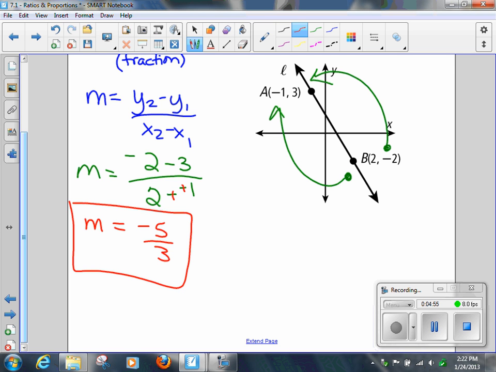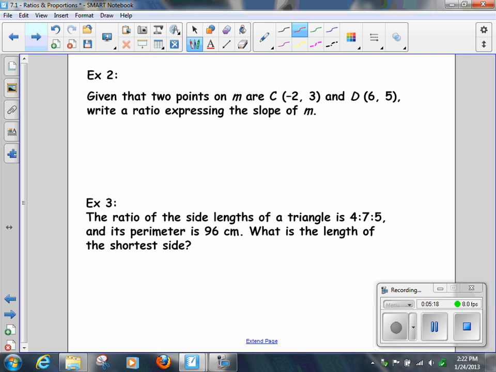Okay? Now, if I ask you for the slope of the line perpendicular to line L, Maddie, then you would tell me that the slope of the perpendicular line would be what? Flip it and opposite reciprocal. What's the opposite reciprocal of negative 5/3, y'all? Positive 3/5. Okay, you got it. That's got to stick, folks. It's got to. Let's keep going.